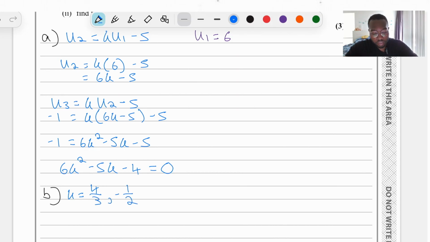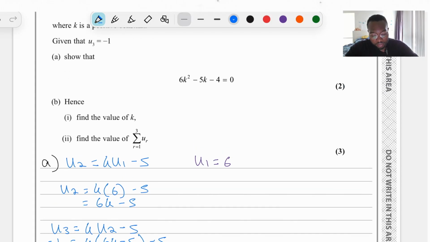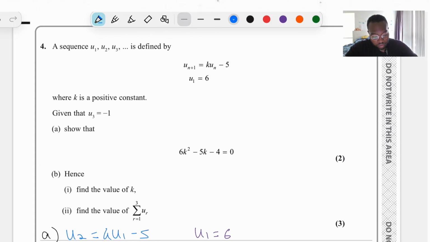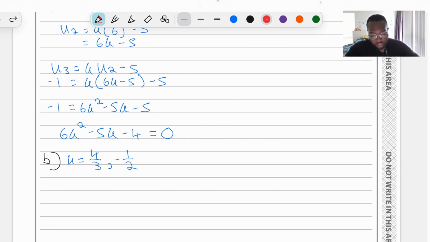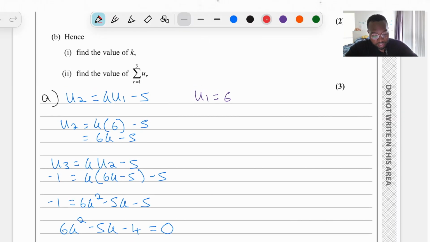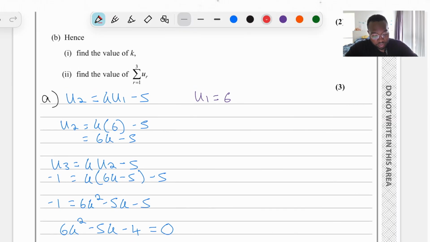minus a half, okay? Now, bear in mind that we do have limits in this question, because we get 2 values. But it tells us right here that k is a positive constant. So even though we get the 2 values, 4 over 3 and minus a half, we know to disregard the minus a half. So we know that k is just 4 over 3. We've worked out the value of k. Now we need to find the value of the first 3 terms of ur.